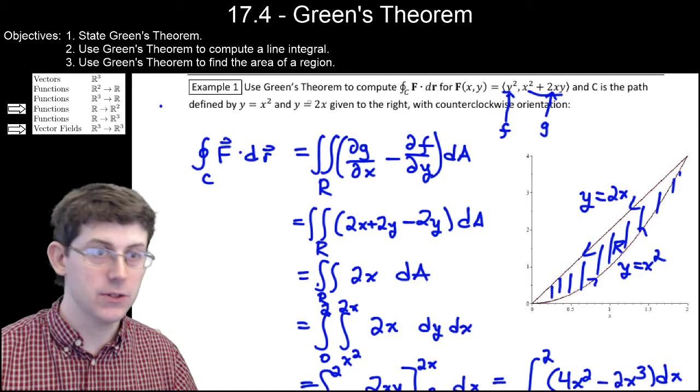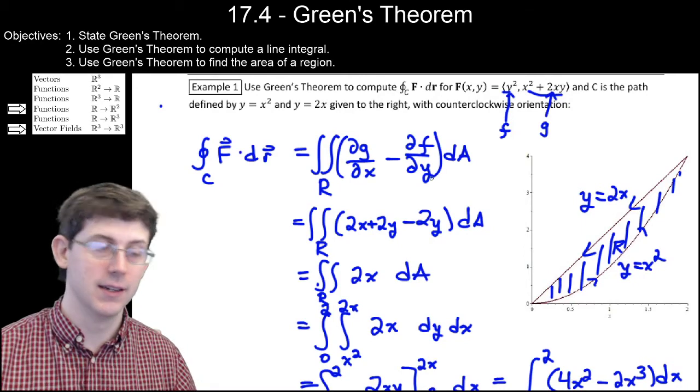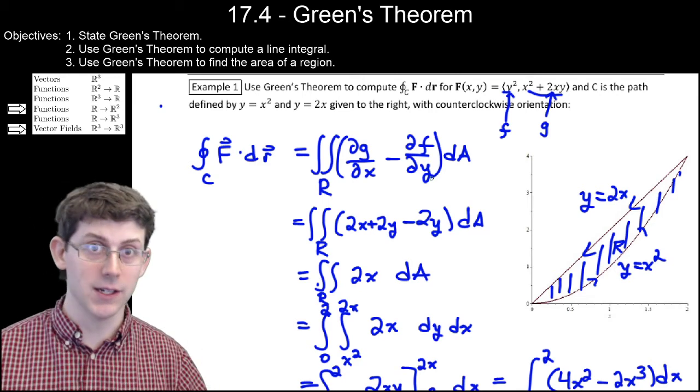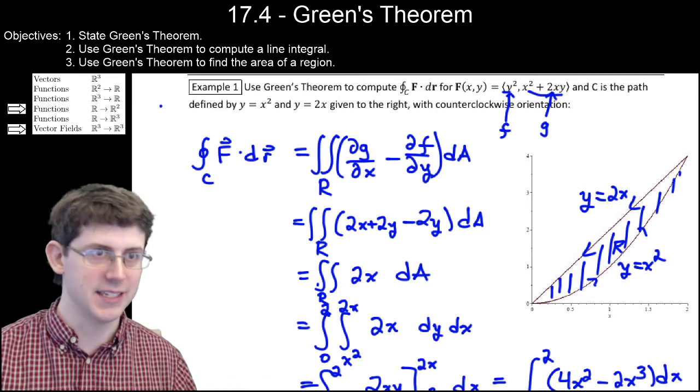Okay, so that's how we use Green's theorem to compute a line integral. You get out of doing the line integral by instead doing a double integral of the curl, which sounds harder, but is actually easier.